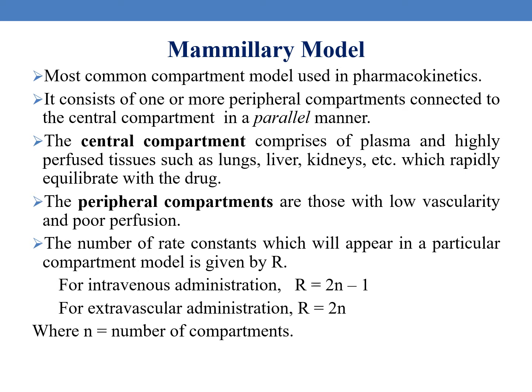The number of rate constants which will appear in a particular compartment model is given by R. For intravenous administration, that is IV administration, R is equal to 2n minus 1, and for extravascular administration, R is equal to 2n, where n is the number of compartments. For IV administration, R is equal to 2n minus 1, and for extravascular administration, R is equal to 2n.